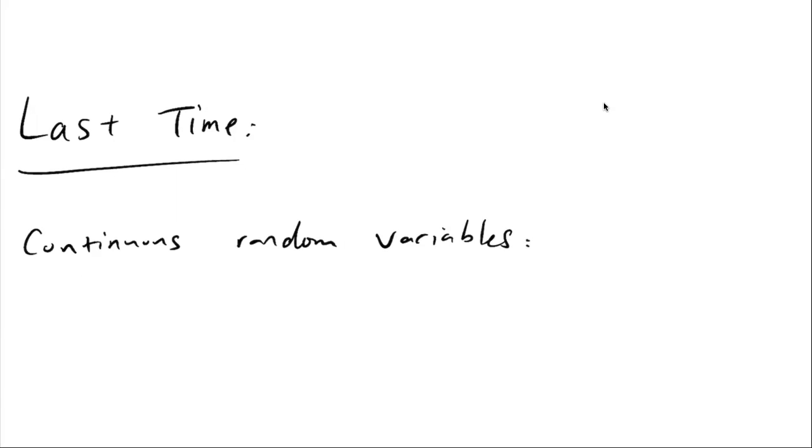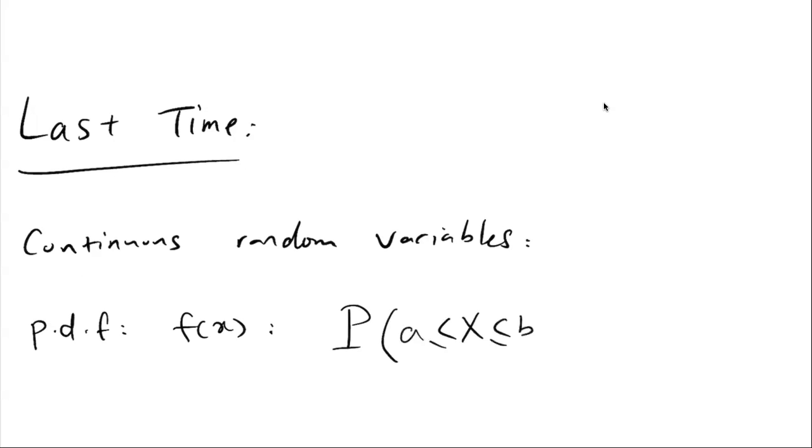And we defined the PDF, and the notation was f of x. And how did we use this PDF? Well, this PDF had the feature that if you want to find the probability that the random variable x is between two numbers a and b, we can integrate this function from a to b, f of x dx.